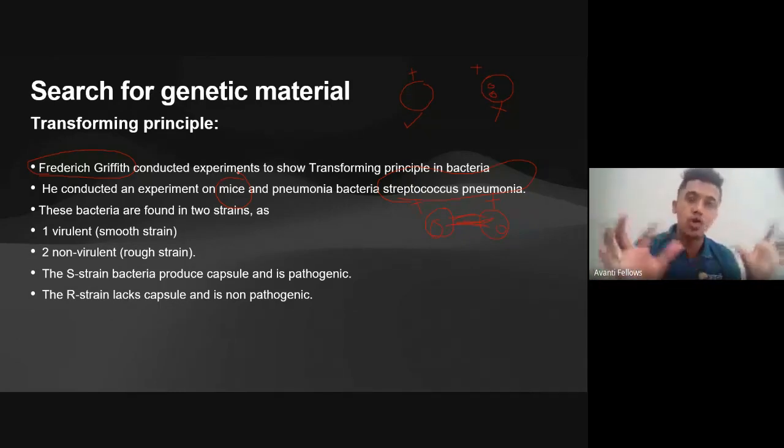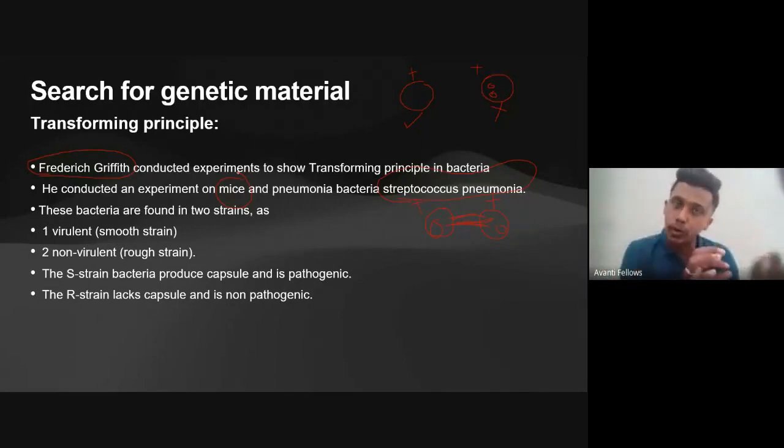When we see Streptococcus pneumoniae, Streptococcus is a cocci, it's a bacteria, and the pneumonia-causing bacteria is called Streptococcus pneumoniae. Now, if we look at Streptococcus pneumoniae, we have two variants here. That means two varieties. One variant which can cause a disease, and another variant which cannot cause a disease. So the variant which can cause a disease is called the virulent strain.